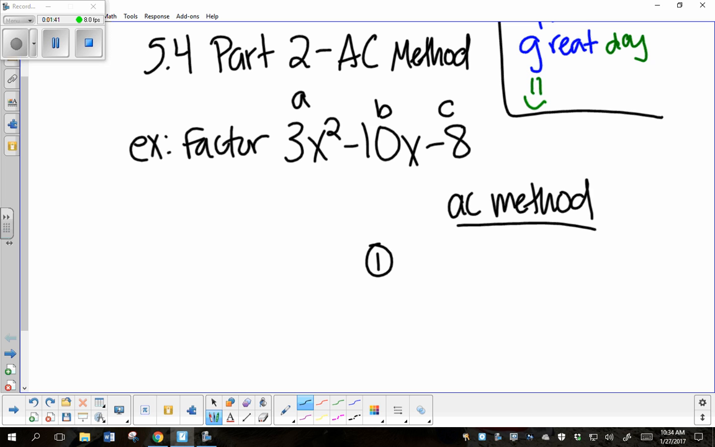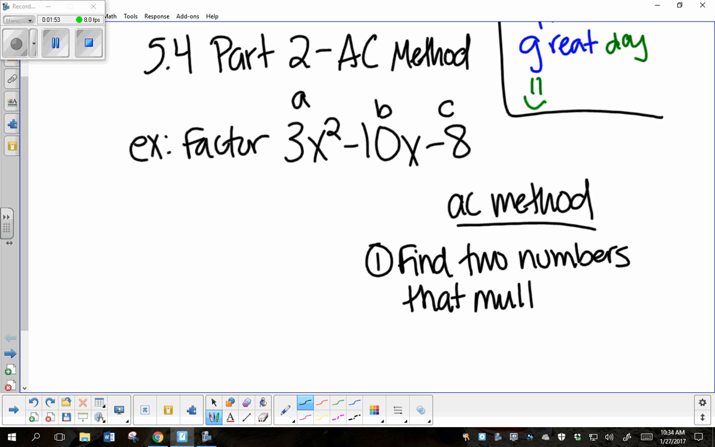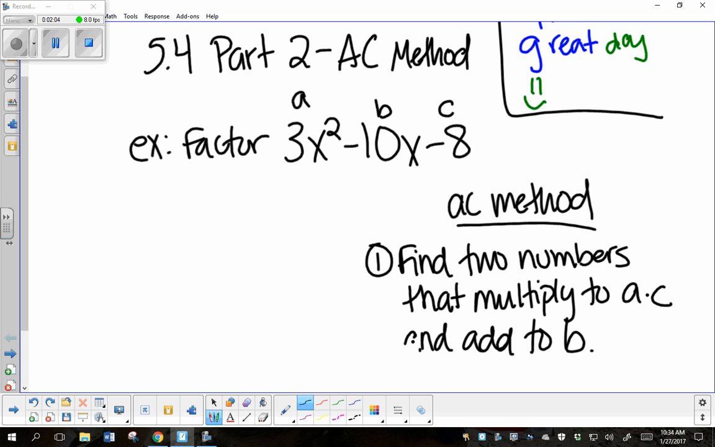So the first step in the AC method is to find two numbers that multiply to A times C. That's why it's called the AC method. And add to B. So it's very similar to what we were doing before. Last time we were looking for two numbers that multiplied to C and added to B. The only thing that changed this time is we're looking for two numbers that multiply to A times C and they add up to B. So we have to do the A times C thing. I'm going to do this first step over here for this problem.